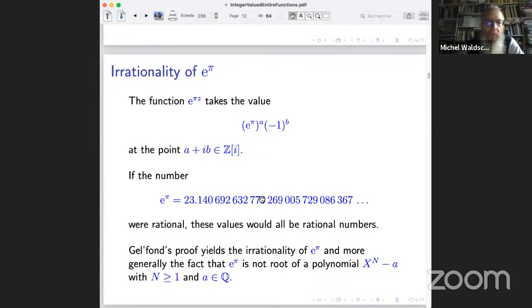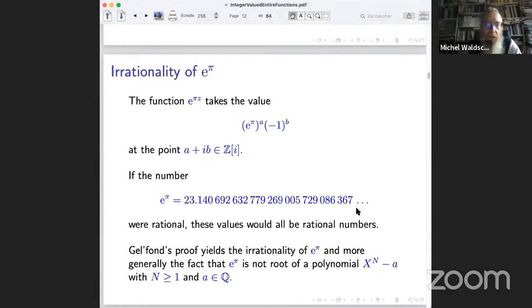But if you take a number of the form a plus ib in Z[i], where a and b are just natural integers, then the value of this function is a number which belongs to the field Q of exponential of pi. If the number exponential of pi were a rational number, all these values would be rational numbers. So it's not exactly an integer valued function, it's a rational valued function, but you see that it's not so far from the problem of Hilbert on the transcendence, or even irrationality, of exponential of pi.